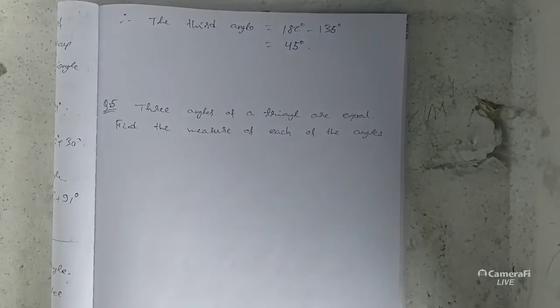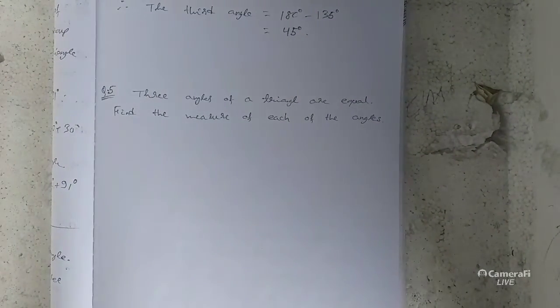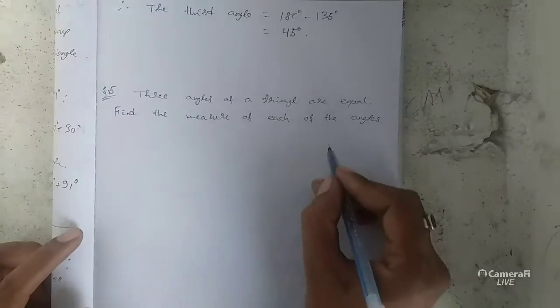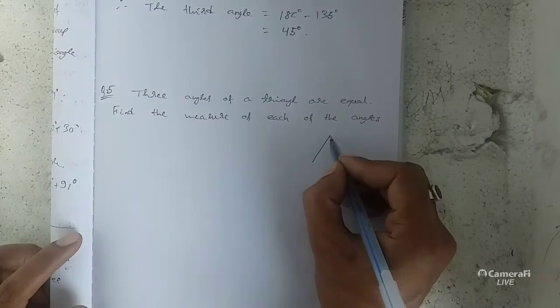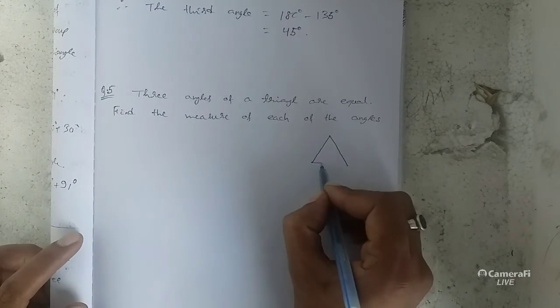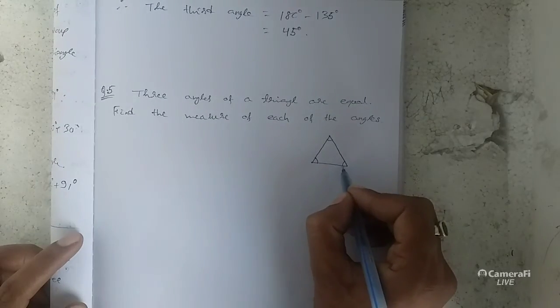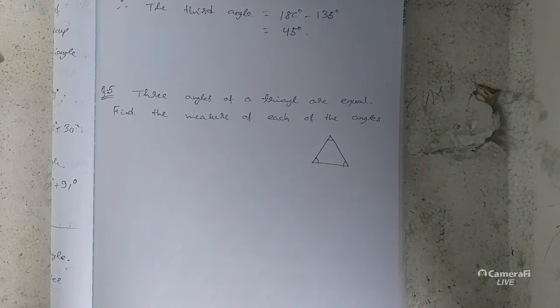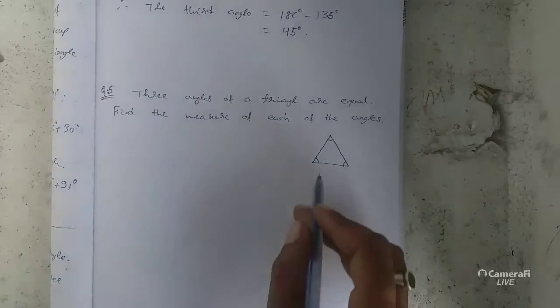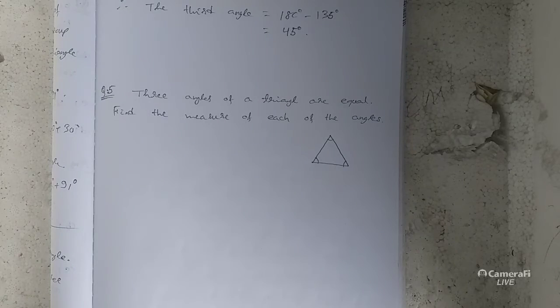Three angles of a triangle are equal. Find the measure of each of the angles. So here is a type of triangle whose each of the angles are equal. Suppose this is the triangle having each angle, this angle, this angle and this angle, each are of equal measurement, equal degree. You have to find each of the angles.